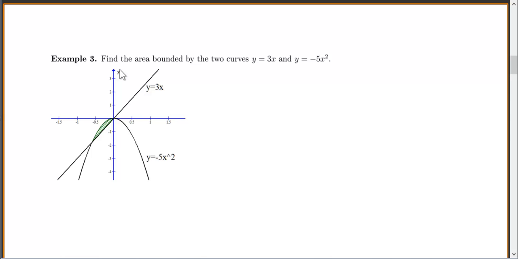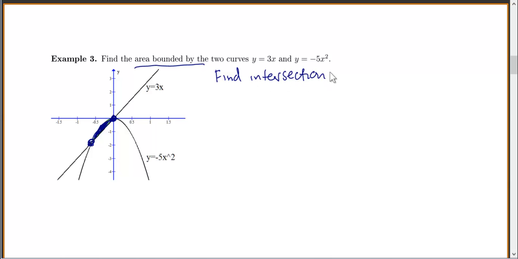So in this case, let's find the area bounded by the two curves, y equals 3x and y equals negative 5x squared. And notice it didn't give me limits. It just said find the area bounded by the two curves. So you'll notice right here, this area, it doesn't actually have to give me limits, because when it crosses at this intersection here and here, that's going to completely bound the area. So what we need to do is we have to first find the intersection.